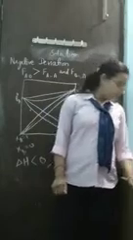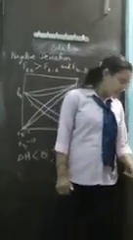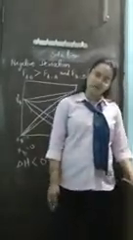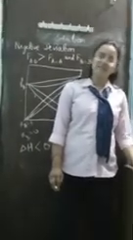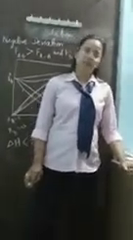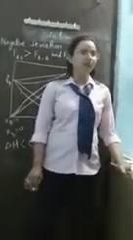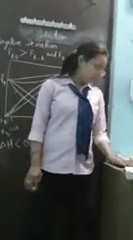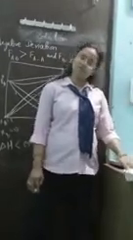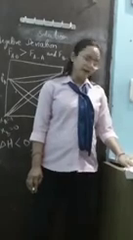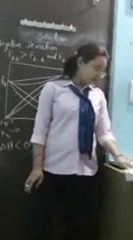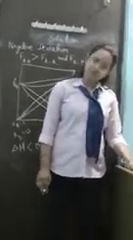Understood? Next, what are the examples which undergo negative deviations? The examples are HNO3 and water. The second one is chloroform and acetone. The third one is acetic acid and pyridine. And the fourth one is hydrochloric acid and water. Understood?